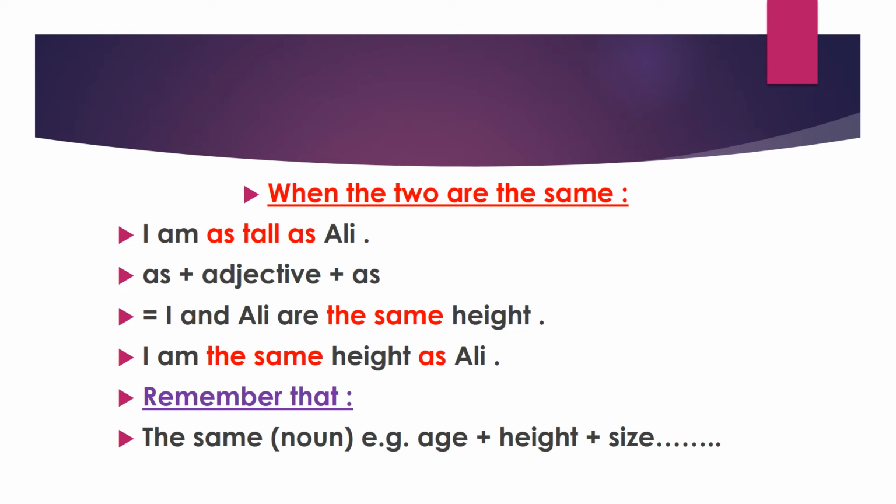But remember, after the same, we must put the noun like age, height, size, price, and so on. Also, I can say I am the same height as Ali. I can use the same plus noun, and then we have as and another noun.